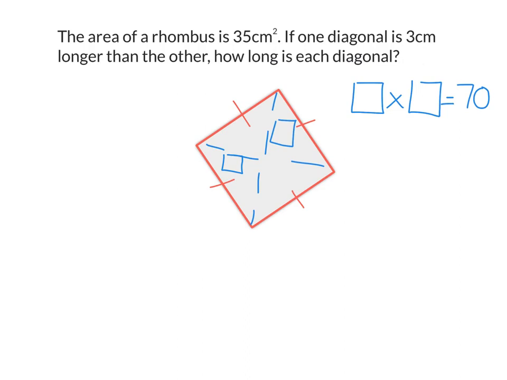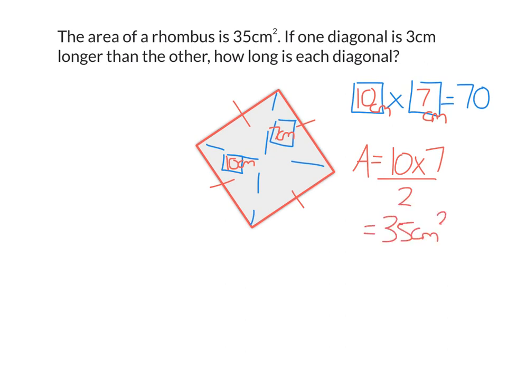So 70 and 1 won't work because 70 is more than 3 centimetres more than 1. 35 and 2 won't work, but it turns out that 10 and 7 will. One diagonal will be 10 centimetres, one will be 7 centimetres, because then this one is 3 centimetres longer than this one. If this diagonal here is 10 centimetres and this is 7 centimetres, the area of this rhombus will be 10 times 7, which is 70, then divided by 2, which will be 35 centimetres squared. How easy is that?